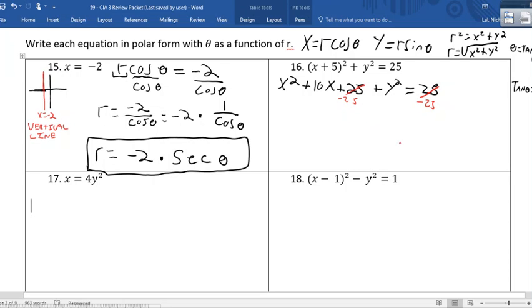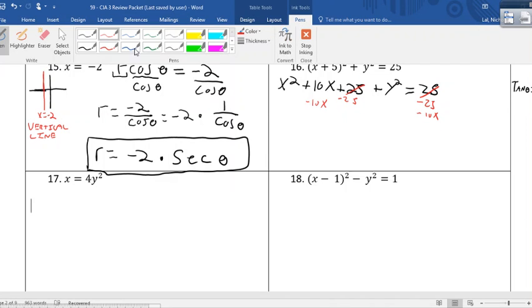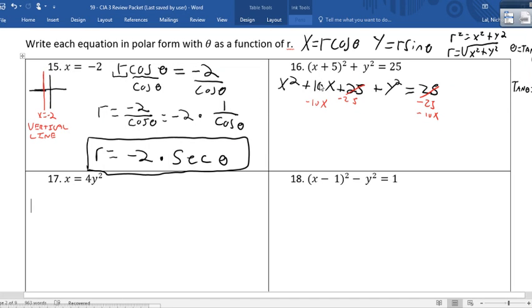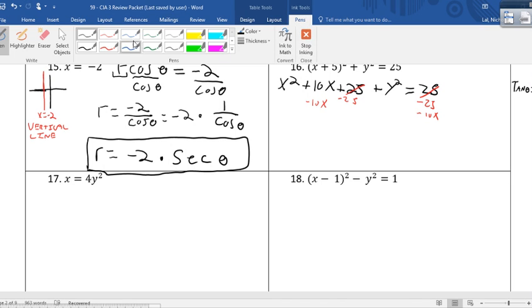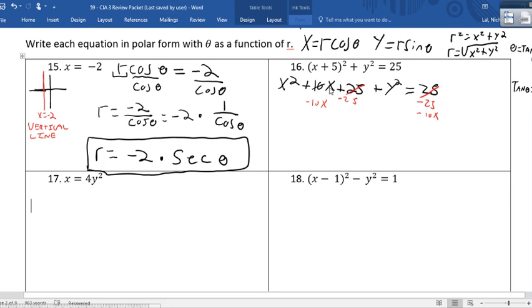We can also subtract 10x from each side. And that's going to allow us to get x squared and y squared all on the same side of the equation. So when we subtract 10x, the 10x will cancel out on the left side. We'll have negative 10x on the right side. So we can have x squared plus y squared equals negative 10x.